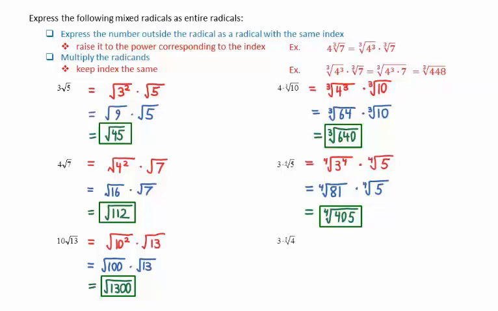Finally, a fifth root. 3 times the fifth root of 4, we rewrite the 3 as the fifth root of 3 to the 5. This gives us the fifth root of 243 times the fifth root of 4, and our final answer, the fifth root of 972.